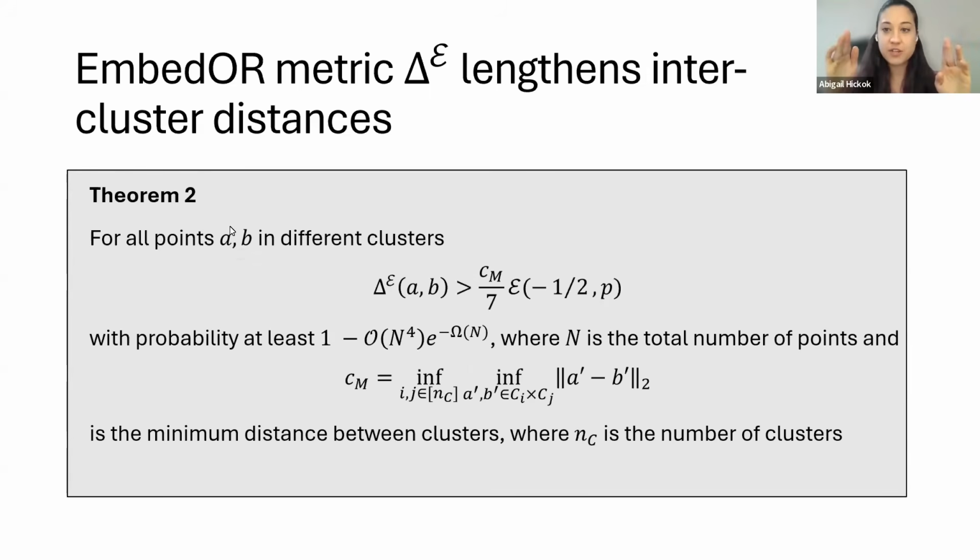And we're lengthening intercluster distances so that we split apart those clusters in the embedding. So this theorem says that for A and B in different clusters, this embedder metric is larger than this energy constant. So this is the energy of a negative curvature edge. E is that hyperparameter. And CM here is the minimum distance between components of the manifold.